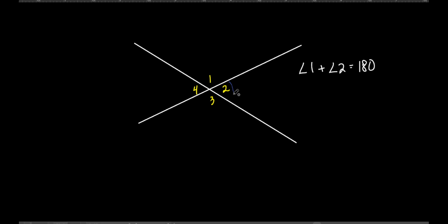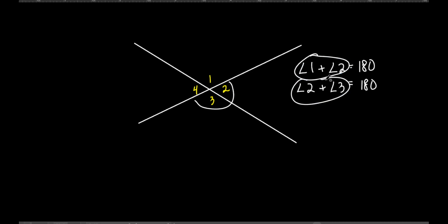Well, tell me something about 2 and 3. They also add up to 180, don't they? So let's write that down. Angle 2 plus angle 3 equals 180. So check this out. If these two add up to 180 and these two add up to 180, tell me something about this and this. They both equal the same exact thing, don't they? So they must both be equal to what? To each other. Exactly right. Do you see it? If this is 180 and this is 180, then they got to be the same thing. They got to be equal to each other.